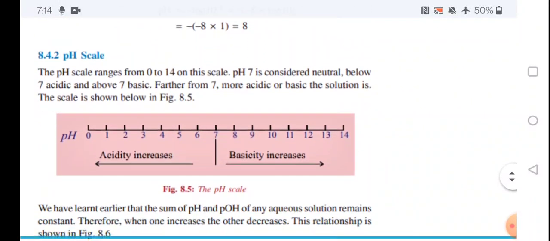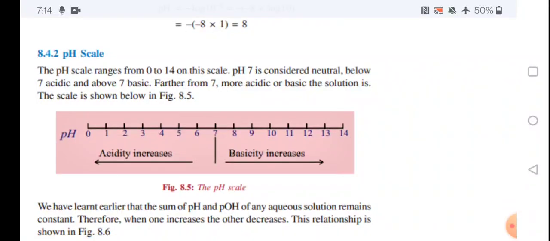So now we learned what we mean by pH and some problems on pH. Next we are learning the pH scale. The pH scale ranges from 0 to 7. The value 7 on the scale shows the neutral value, less than 7 shows the acidic property, and more than 7 shows the basic property.